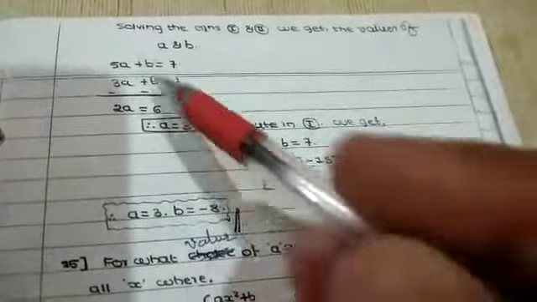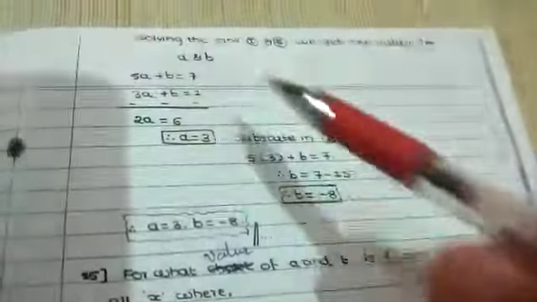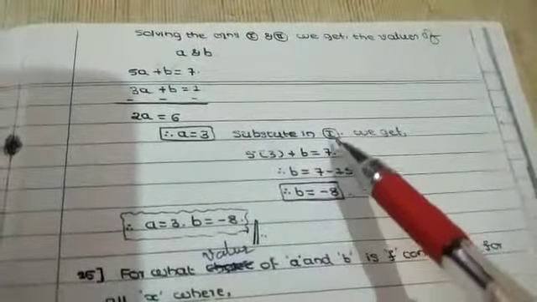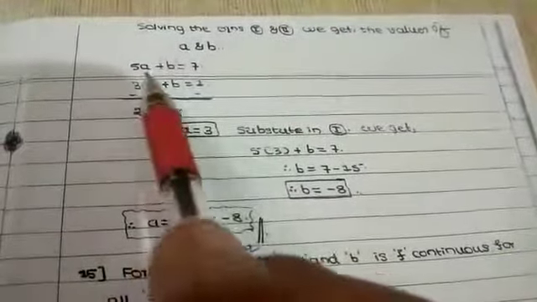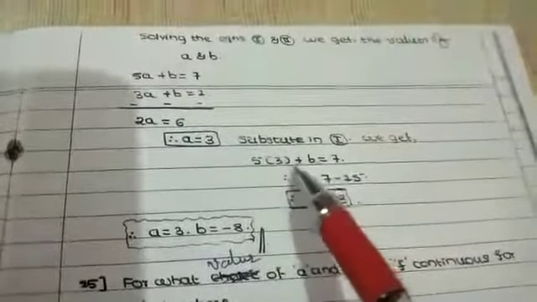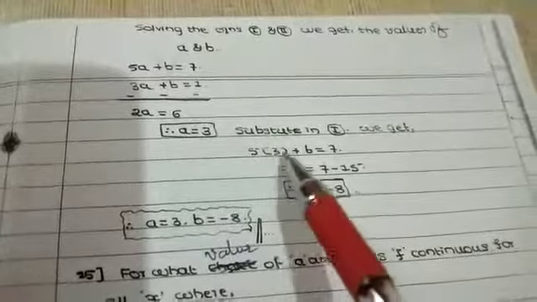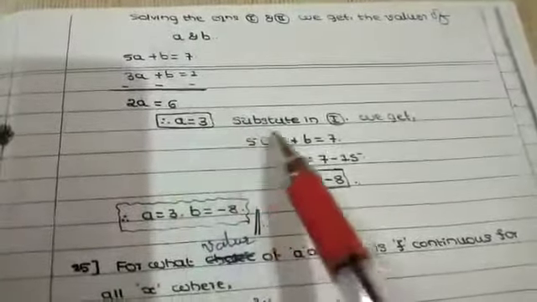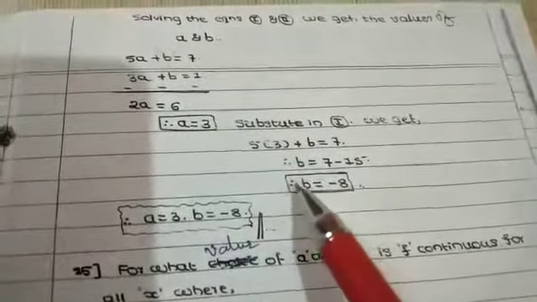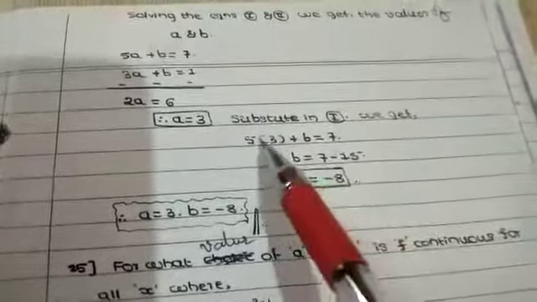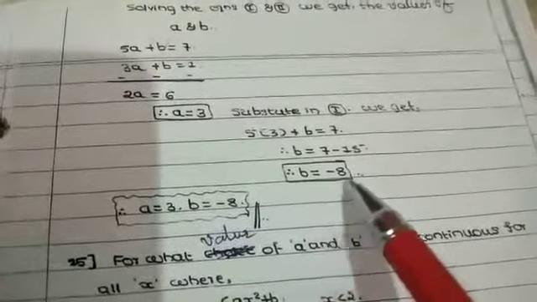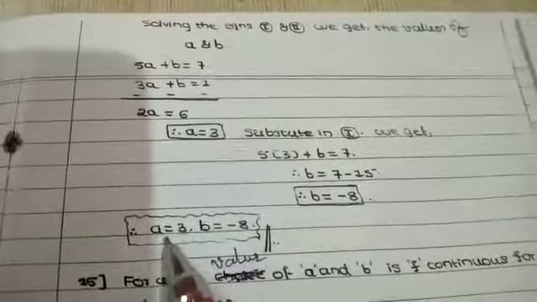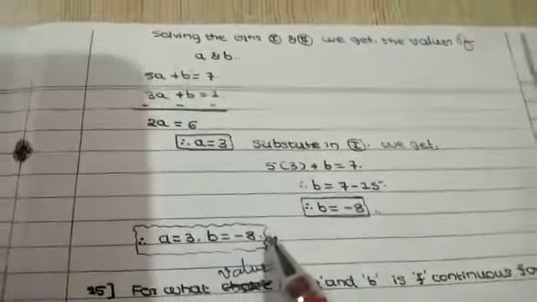Substitute this a equals 3 value in any one of the equations, and you will get the same b value. Substitute in the equation 5a plus b equals 7. In place of a, substitute 3. So you will get b equals 7 minus 15, so b equals minus 8. A equals 3 and b equals minus 8.